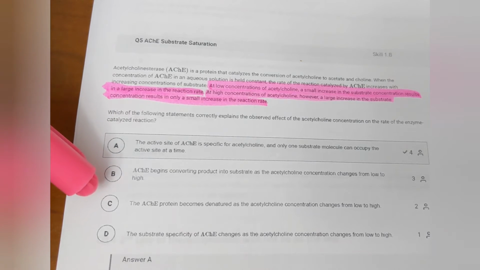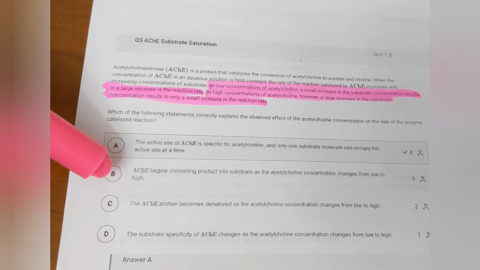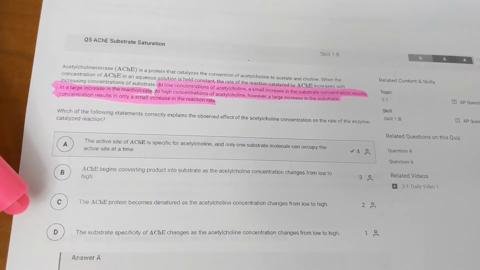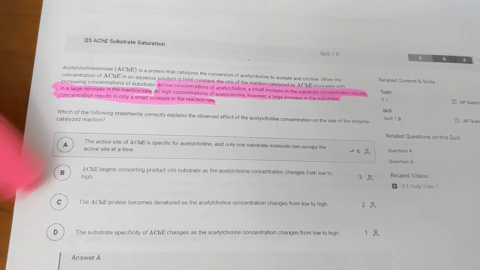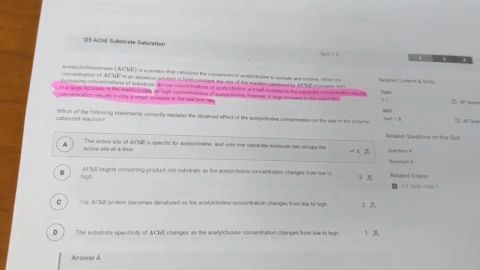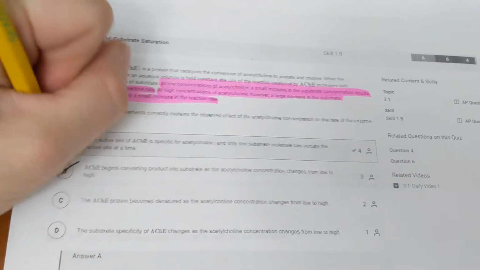A lot of these you can just eliminate because they don't match up with what the experiment is saying. So AChE, that's your enzyme, begins converting product into substrate as the acetylcholine concentration changes from low to high. Enzymes aren't regulated by the concentration of their substrate. Enzymes are going to work on all substrates present. They can be regulated by allosteric molecules, but not by their own substrate. So that's why it's not B.